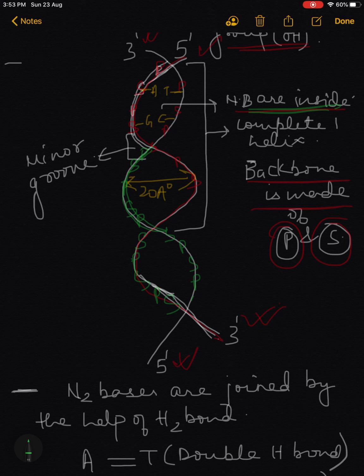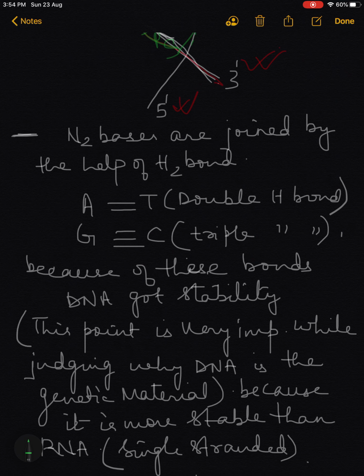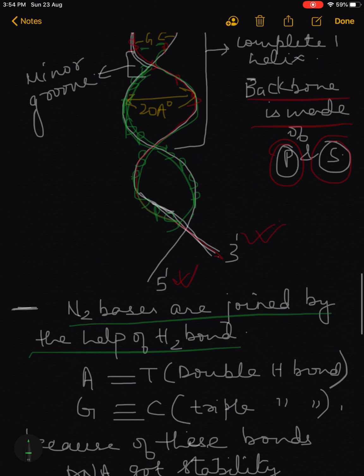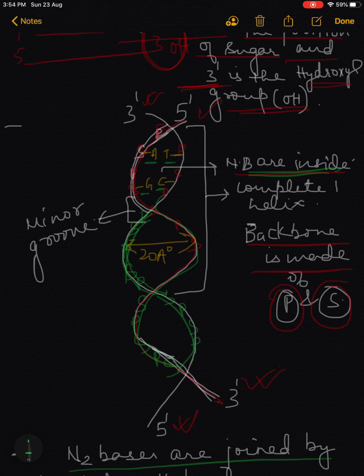So these are the nitrogenous bases. You see here it is A, and in front of A it is T. Here it is G, in front of it is C. So the nitrogenous bases are inside, and the phosphate and the sugar are the backbone of the double helical structure of the DNA. Then there is a rule, children, that nitrogenous bases are joined with the help of hydrogen bonds. Now here these nitrogenous bases are joined by hydrogen bonds.